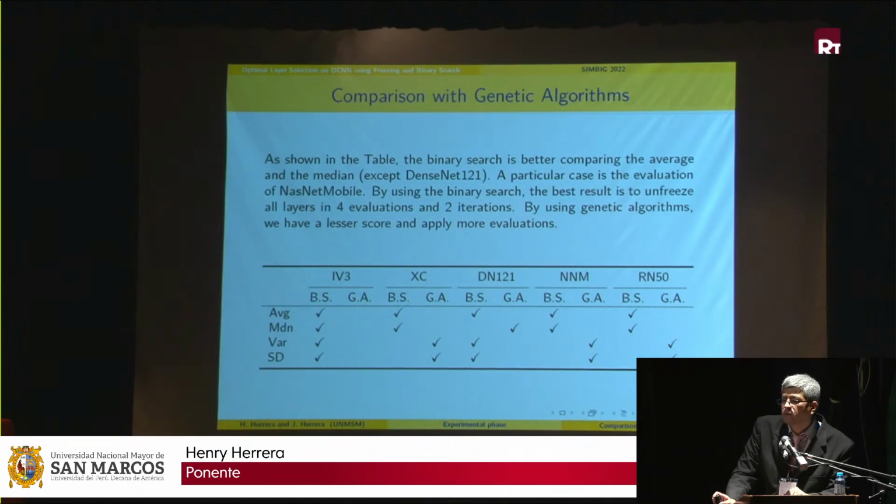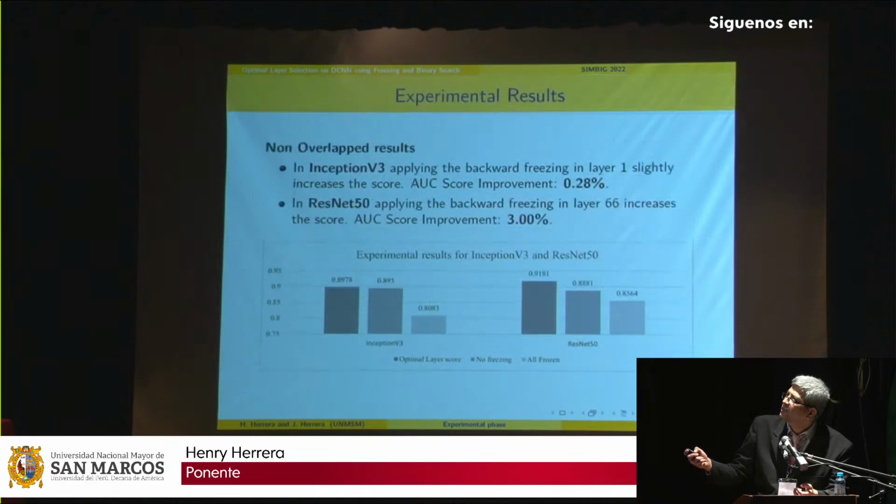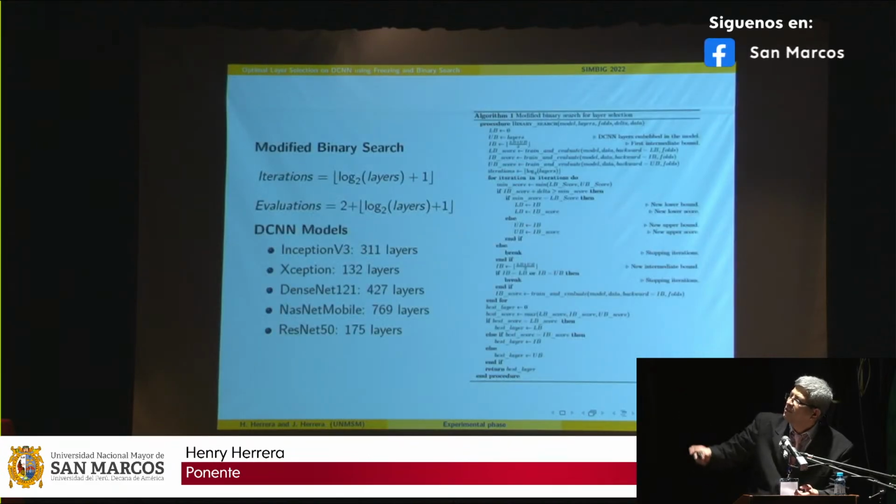For example, if you start with 20 genotypes in order to evaluate this, you at least will have 20 or 40 evaluations in order to detect which layers need to be frozen. But in our case, as presented in this slide, you will have a maximum number of evaluations presented in that formula.